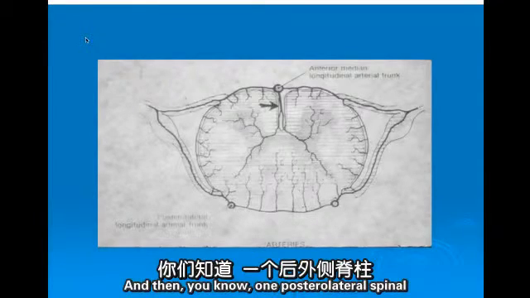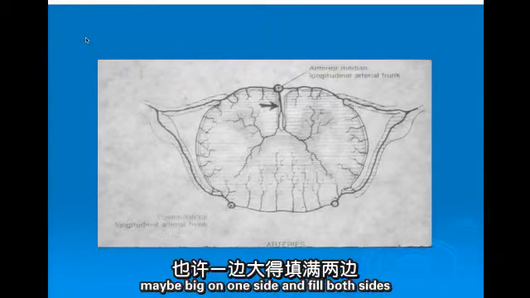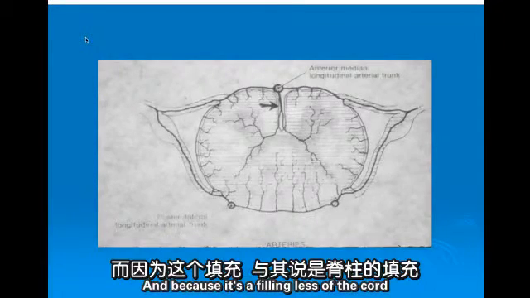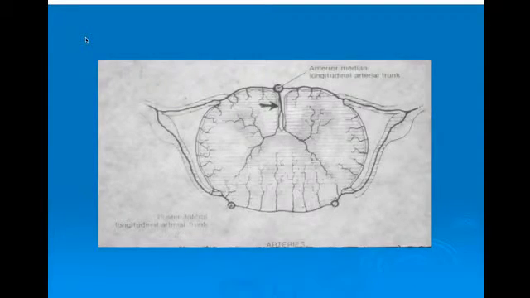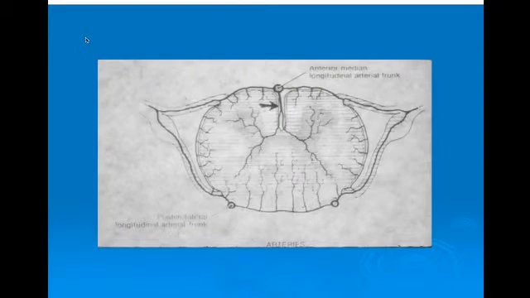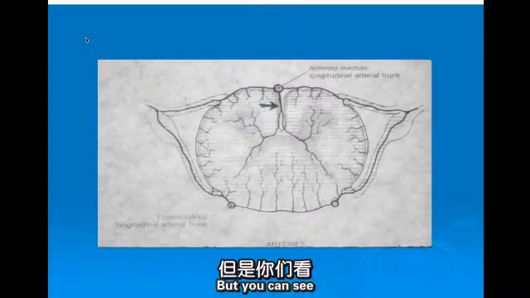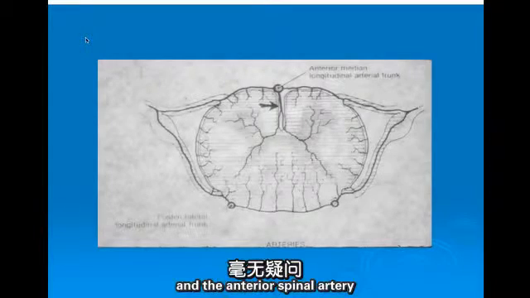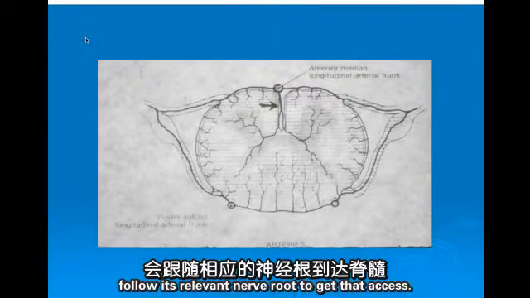And then, one posterolateral spinal may be big on one side and fill both sides, or fill from a segment above or below. And because it's filling less of the cord and it's more of a network, that's why we can get away with blocking off at least most posterolateral trunks. But some will be quite large and supply a very significant portion of the cord, and then we get a little bit anxious about that. But you can see that the posterolateral spinal artery, of course, and the anterior spinal artery follow their relevant nerve root to get that access.